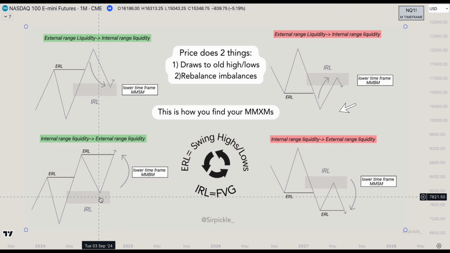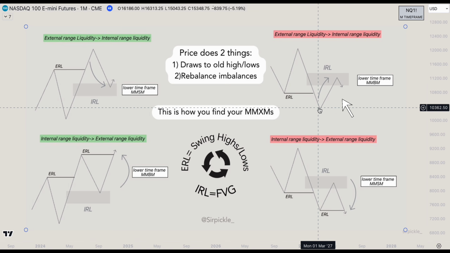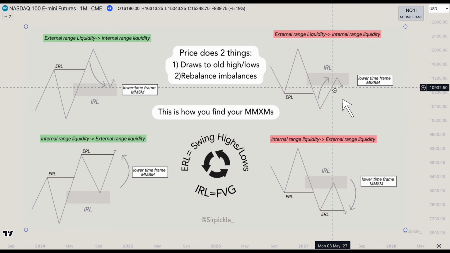On the top right, we have same exact thing, just flipped for the bear scenario. We have external range liquidity tagged, going now into internal range liquidity. In your lower time frames, you will find a market maker buy model there, and you could play longs up towards this IRL draw on liquidity.